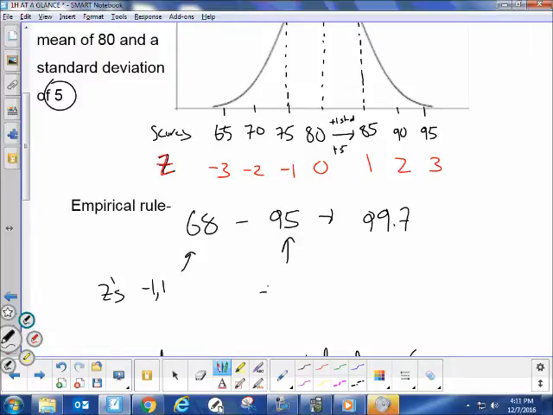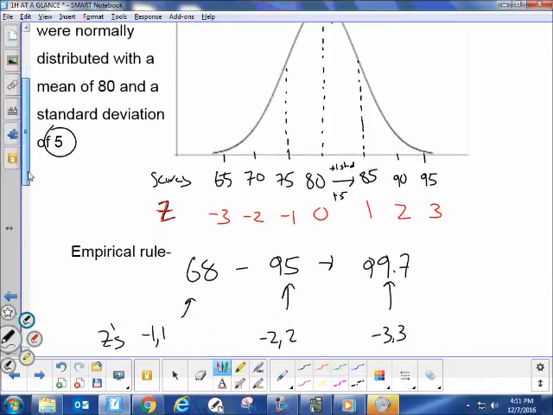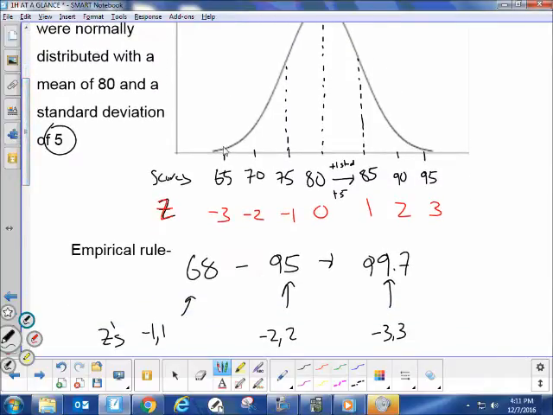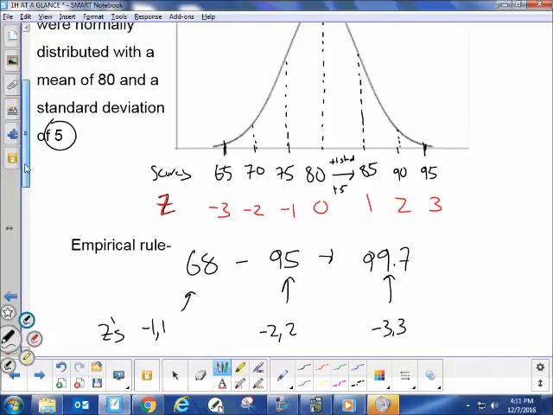95% of our data will be between 2 standard deviations away from the mean. And 99.7% of our data is between 3 standard deviations away from the mean. That means 99.7% of students on the last test would get between a 65 and a 95. That means 68% of students got between a 75 and an 85. That means 95% of students got between a 70 and a 90. Okay, and this is just a hypothetical situation, but that's the empirical rule.